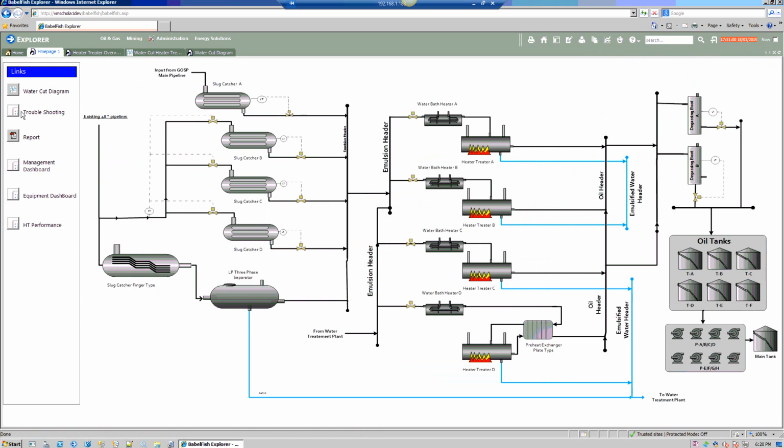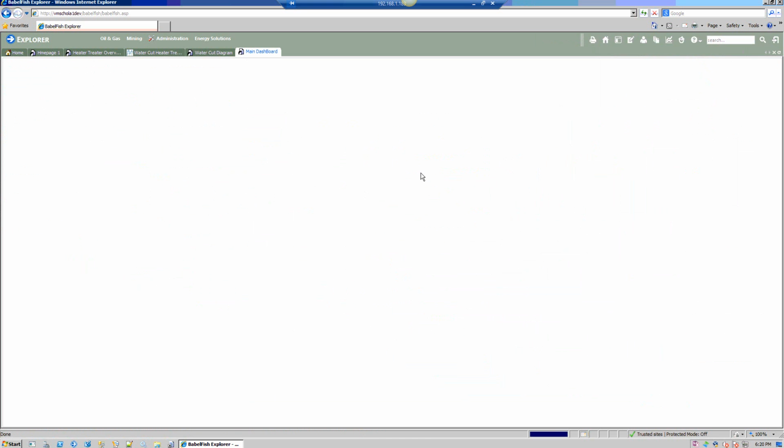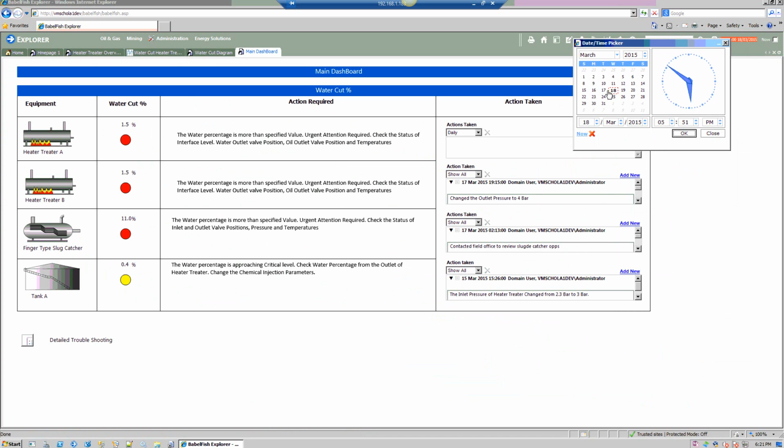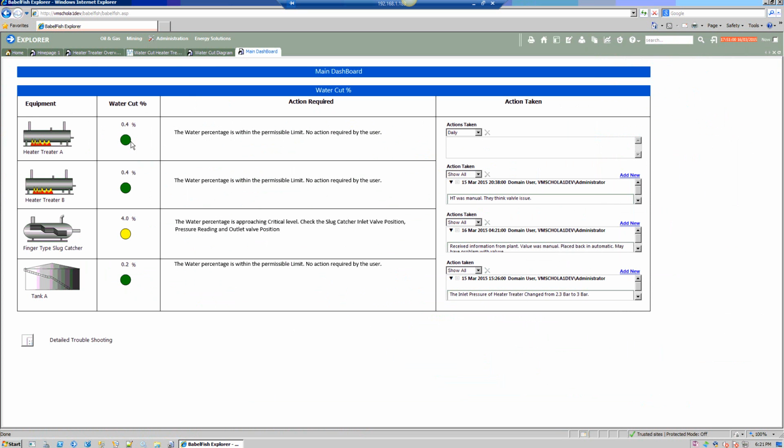Next thing I would like to show you is the troubleshooting that we built. Here you will see a table with the key parameters. So the equipment, heater treater A, B, C, finger type sweat catcher, the water cut, the current value of the water cut, and what is the action required if the water cut is above the permissible limit, and what is the action taken. So I can document the action taken against a particular parameter at particular date and time. So if I go to 16th of March, the light turns green and you will see the action required also changes. So the action required depends upon the water cut percentage.